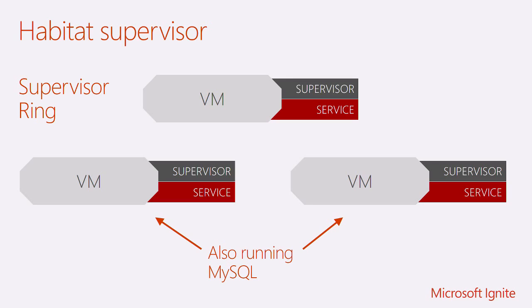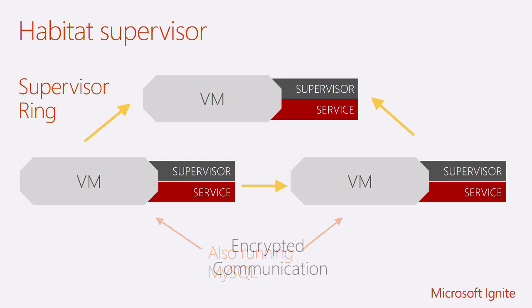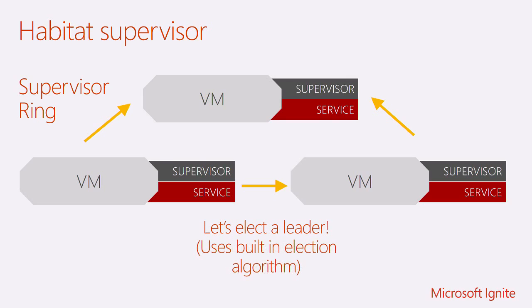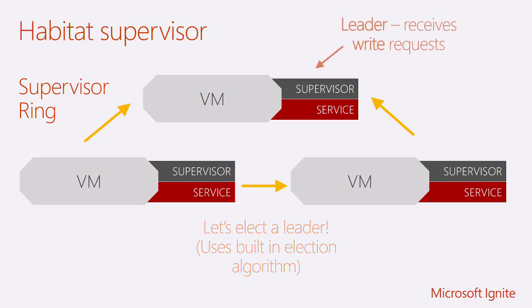Now, because they were signed with the same key, they're able to communicate with each other. They communicate over that gossip protocol, and remember, all of this communication is encrypted. With a MySQL cluster like this, it's common to run a leader-follower topology, which means once we have those 3 VMs running MySQL, we need to elect a leader. Habitat has a built-in algorithm for electing a leader in a cluster such as this. So it runs an election automatically, and let's say it selects this one here at the top as the leader.